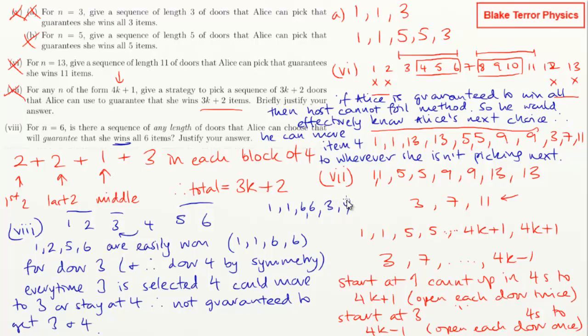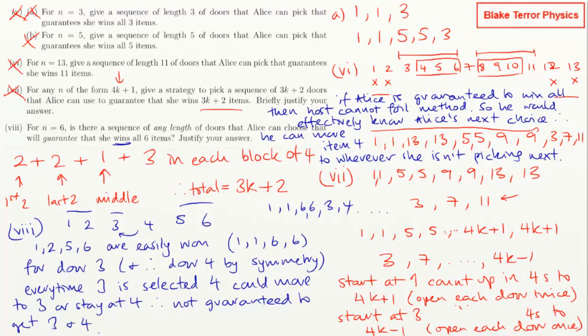Now, if she was going 3 3 at the end, he'll just leave it where it is. And you could take this sequence on as long as you like. Every time she hits a 3, he knows what she's going to pick next. So he either moves the 4 or he doesn't. Right, yes, I'm happier with that as an explanation. So that was quite a tricky bit at the end.